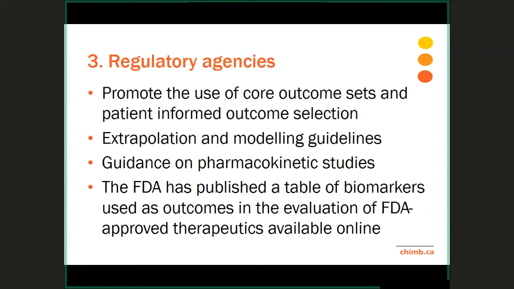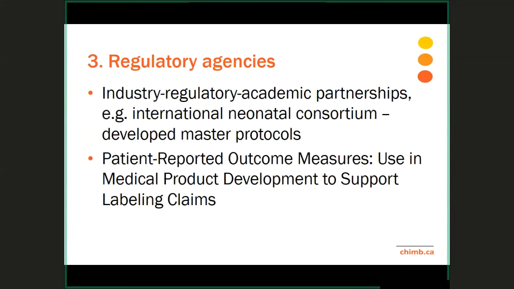They also have lots of documents on extrapolation and modeling. So if you're like me and you work in pediatrics, there are criteria for when you can model some outcomes and what information is needed on the disease to do that. There's guidance on pharmacokinetic studies. The FDA also has a table of biomarkers that have been validated as outcomes, and that's all available online. So there's lots of things that are available to be searched.